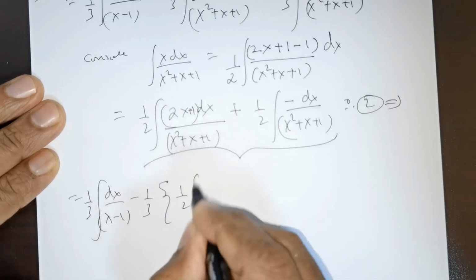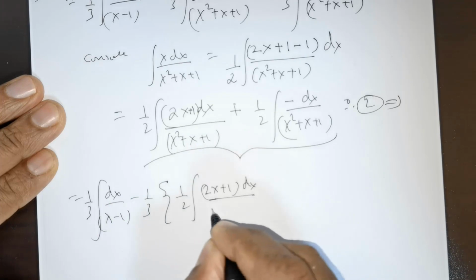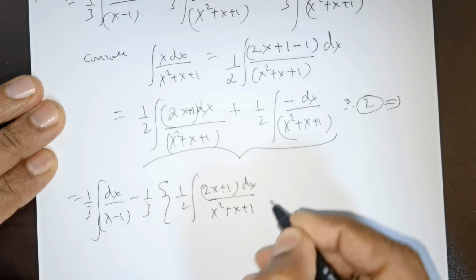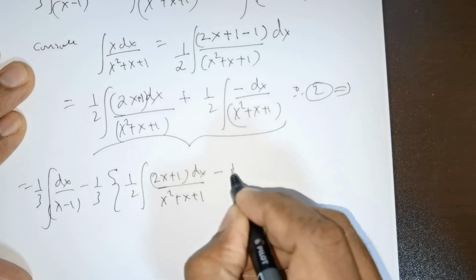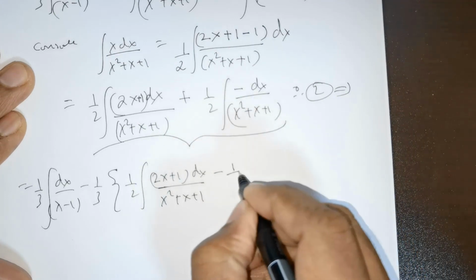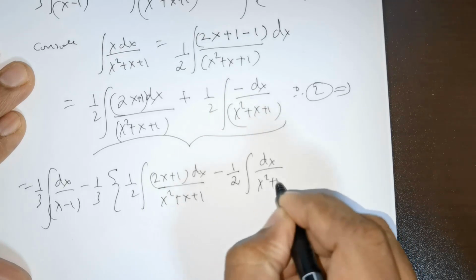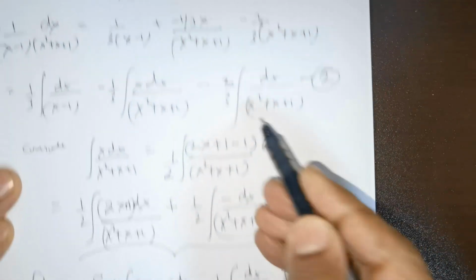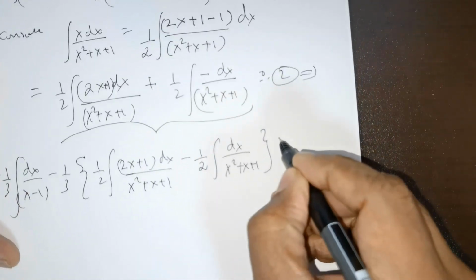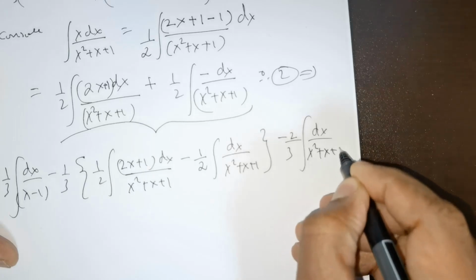So you have 1/2 integral (2x+1) dx divided by (x²+x+1), and then negative 1/2 times negative dx. So it's going to be negative 1/2 integral dx divided by (x²+x+1), and then you have this quantity. So that's going to be negative 2/3 integral dx over (x²+x+1).